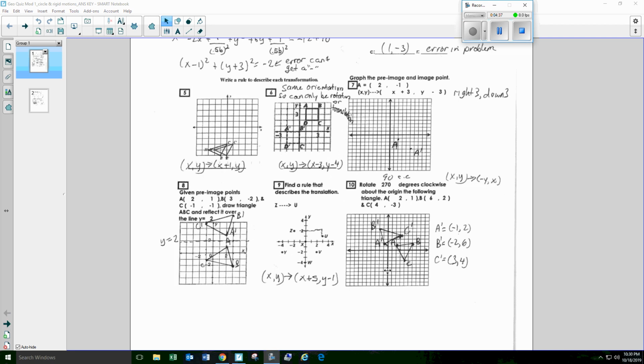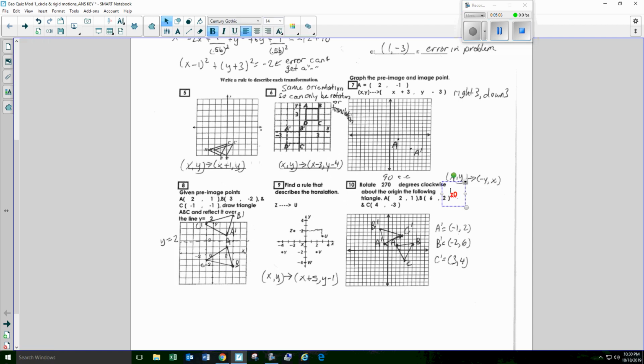-90 degrees. I went 90 degrees here. We have an error here. So I went 90. It should have been -90. So that should not have been negative y, x. It should have been y, negative x right there. Let me write that in there, and we'll correct it right now.